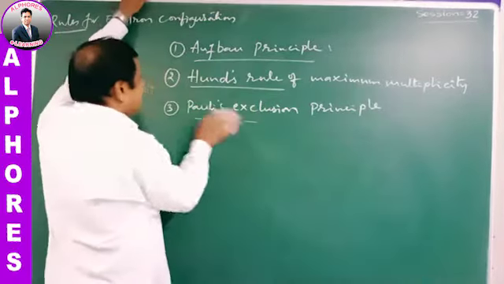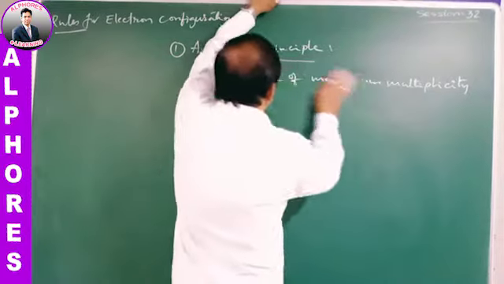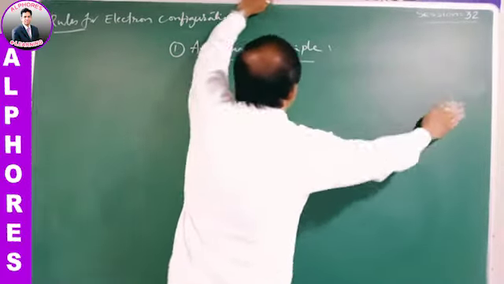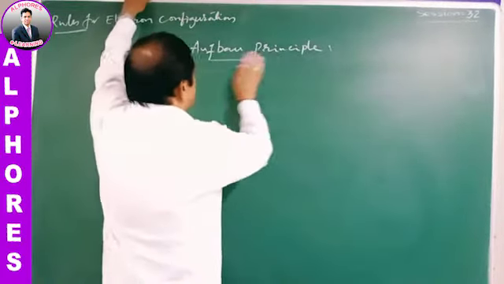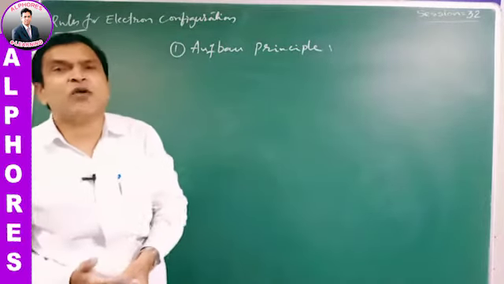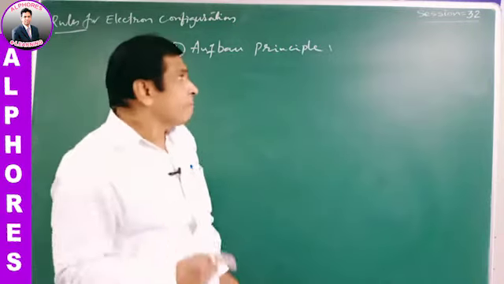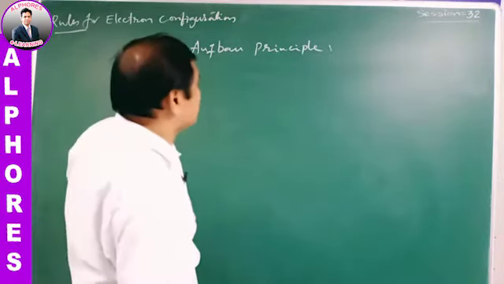I think it is clearly understood. Once again, what is the statement of Aufbau principle? Aufbau principle states that electrons occupy available lowest energy atomic orbitals first. That is the main point of Aufbau principle.